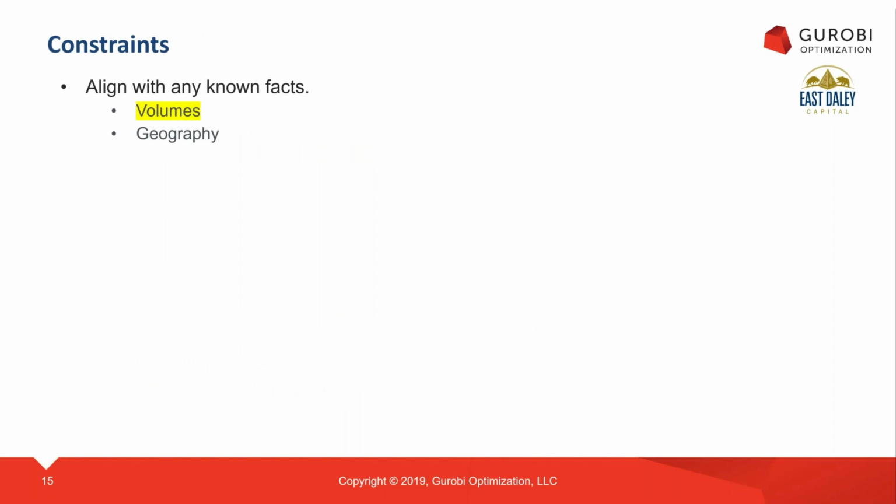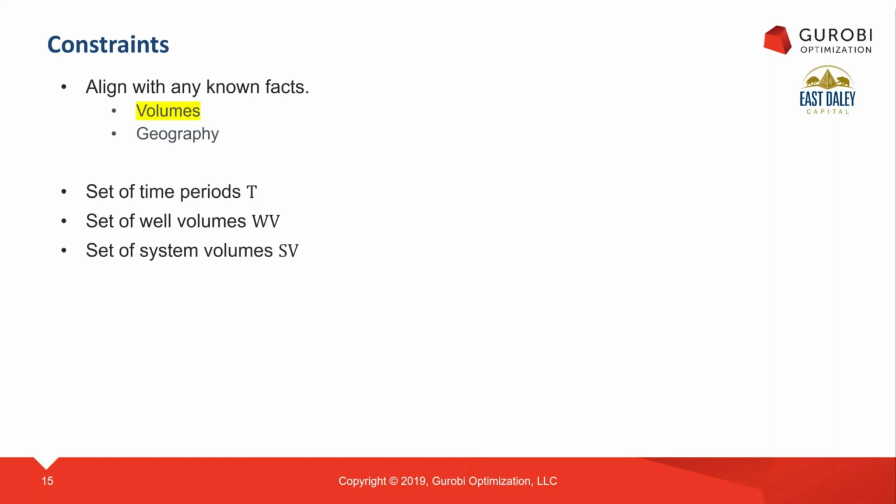Constraints. So we know we want to align with known facts. So we're going to add some more data. We're going to have a set of time periods. We're going to have a set of well volumes. So this is for each time period, how much volume of gas did every single well produce? A set of system volumes. So for each of those time periods, how much volume was the throughput on the system?